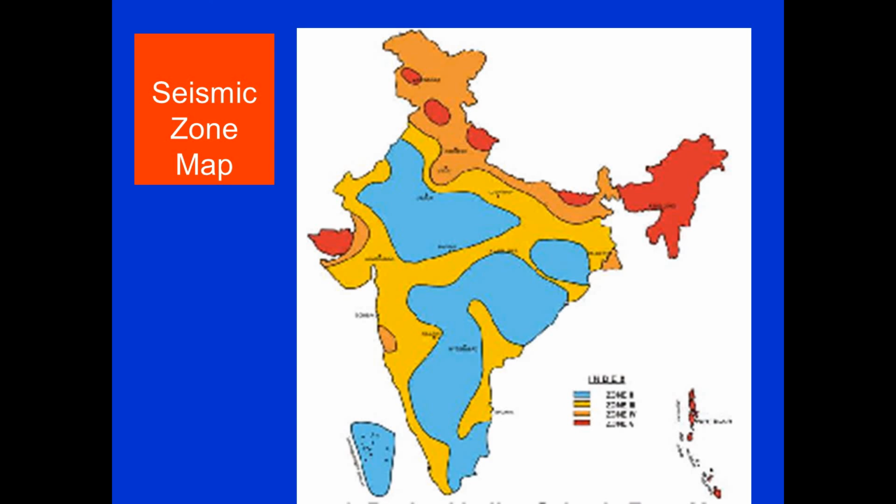If you see the red colored patches, the red color indicates the severe zone, that is zone number 5. Based on that, the zones are divided into four major zones. Although there are five major zones, 1, 2, 3, 4, 5, in IS 1893 2002 zone numbers 1 and 2 are merged, and this zone number 2 is represented as blue color in your map. So zone 2 is there, 3 is there, 4 is there, and 5 is there.